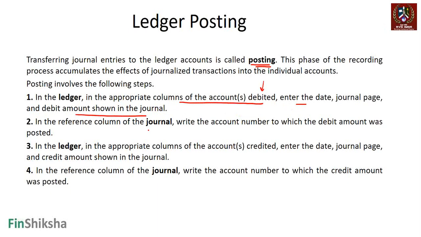In the same book of journal entries, in the reference column, write the account number to which this entry is posted. Now, account numbers could be cash account is 101, bank account is 102, and so on and so forth. You could have those account numbers. The same thing is done on the credit side, where the appropriate column of accounts is credited, and the date, journal page, and credit amount are shown in the journal. And in the reference column in the journal, we write the account number to which the credit account was posted.